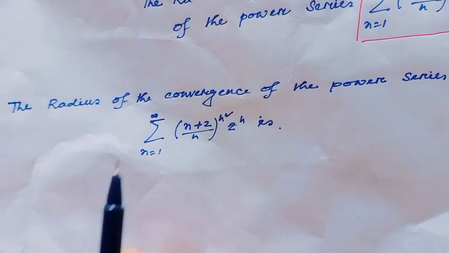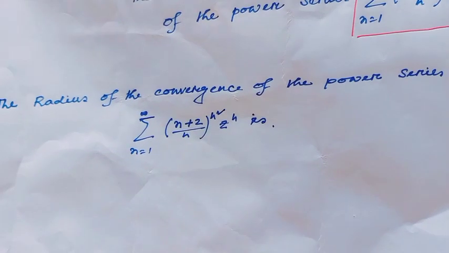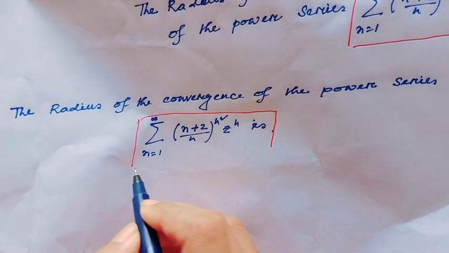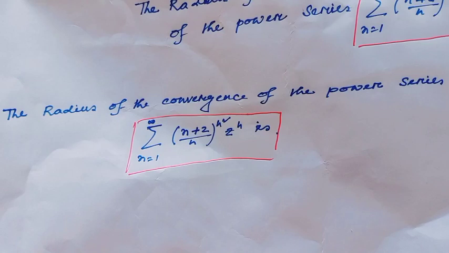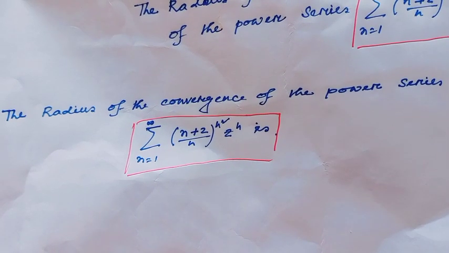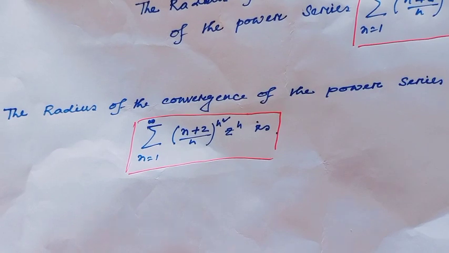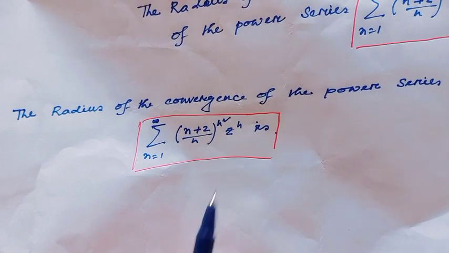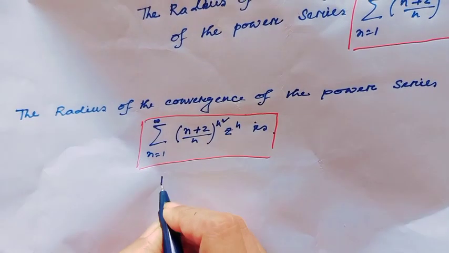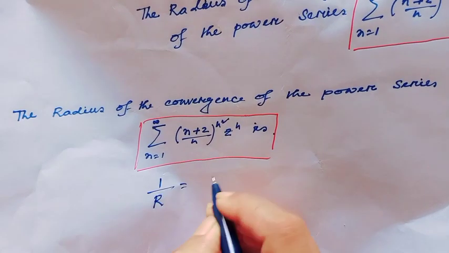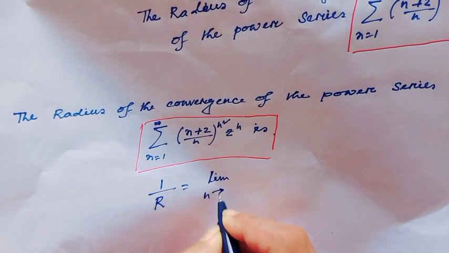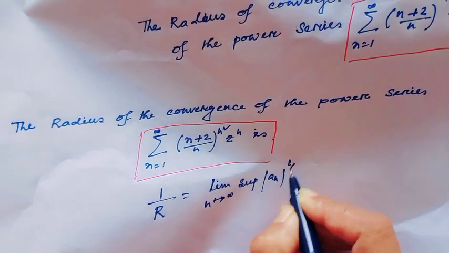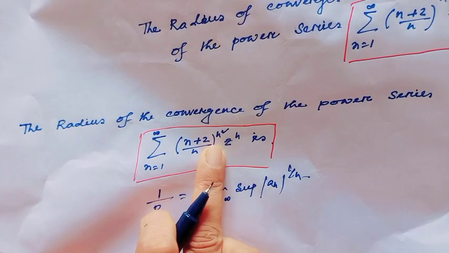Now I will find the radius of convergence of this power series. Here also I will use the Cauchy-Hadamard test. Why will I use the Cauchy-Hadamard test here? This is actually very important at first. Notice here the power is n squared, and the Cauchy-Hadamard test is 1 over R equal to limit superior as n tends to infinity of the absolute value of a_n to the power 1 over n. Here the power is n squared.